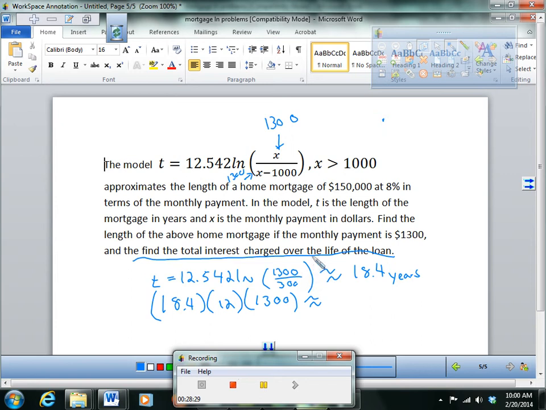Anyway, if you do that all out, you get $287,000.40. And your original loan amount was $150,000. How much have I paid in interest? $137,000.40.